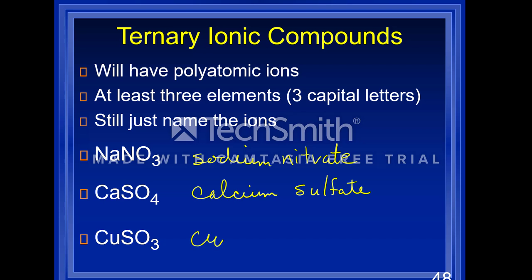Well, Cu is copper. Does copper need Roman numerals? Yeah. Copper's in the middle of the transition metals, in the next to last column of the transition metals. So it needs Roman numerals. It's not 1A, 2A, or 3A. SO3, well, if SO4 was sulfate, then SO3 has to be sulfite.